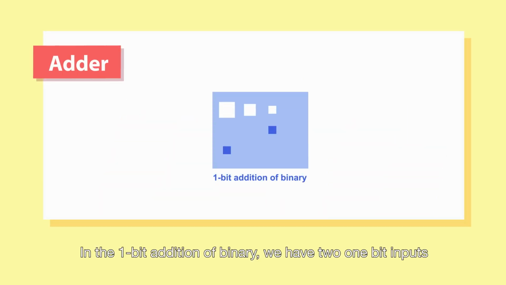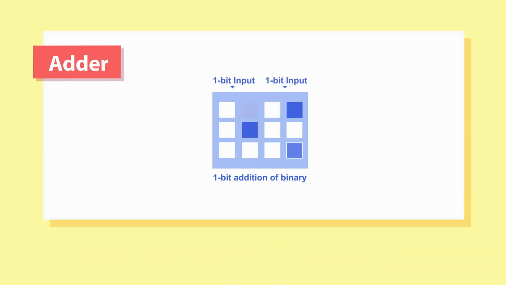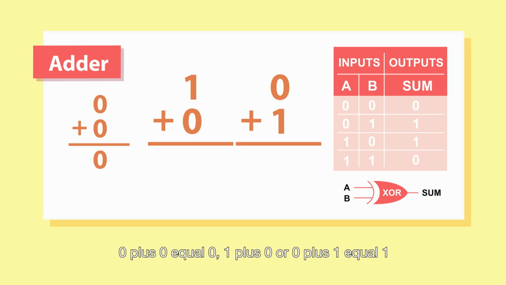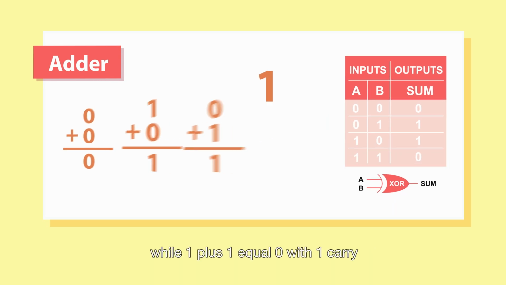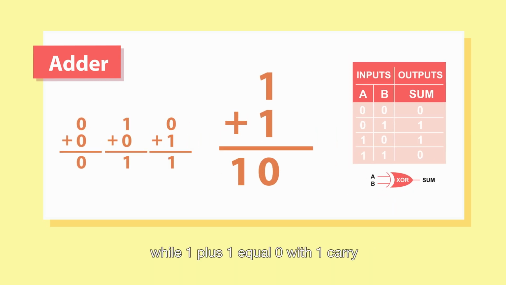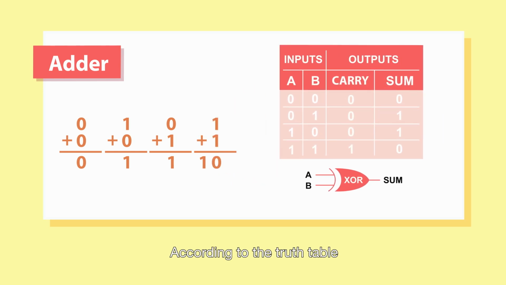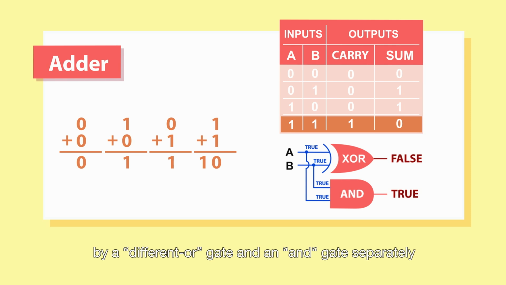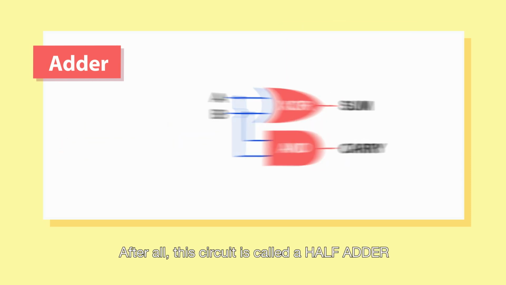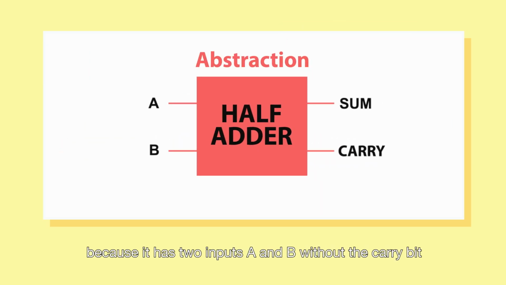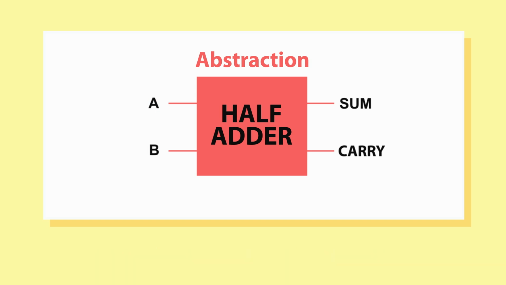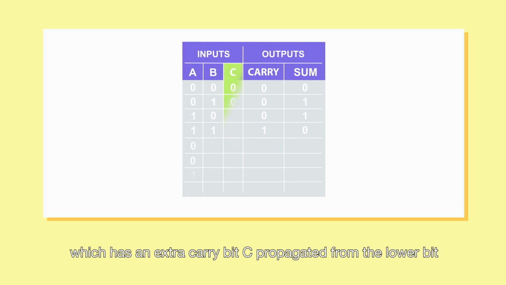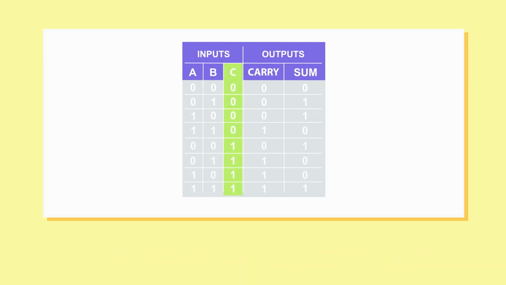In the 1-bit addition of binary, we have 2 1-bit inputs. 0 plus 0 equals 0, 1 plus 0, or 0 plus 1 equal 1, while 1 plus 1 equals 0 with 1 carry. According to the truth table, the sum and the carry bit can be implemented by an XOR gate and an AND gate separately. This circuit is called a half adder because it has 2 inputs A and B without the carry bit. If the inputs are more than 1 bit, we will use the full adder, which has an extra carry bit C propagated from the lower bit.